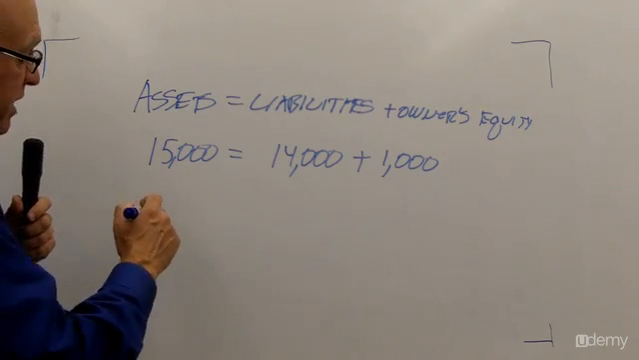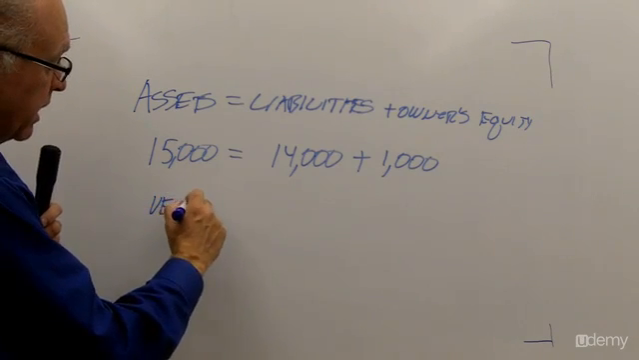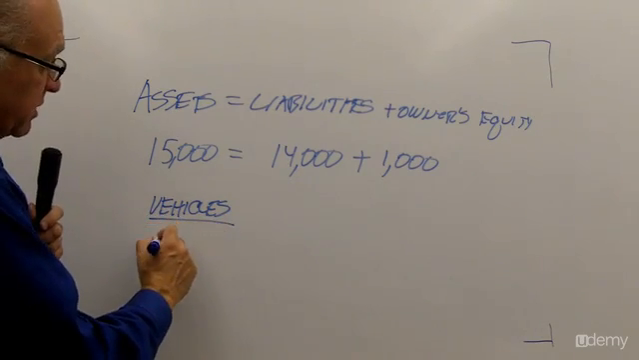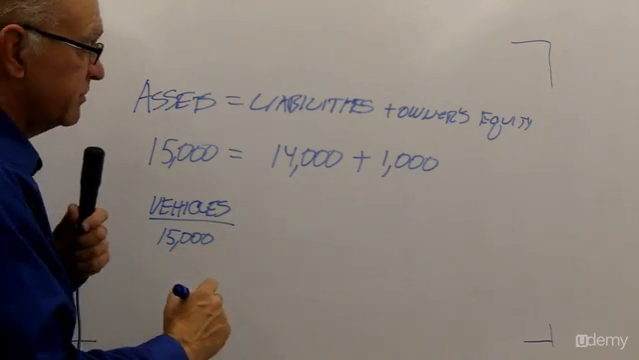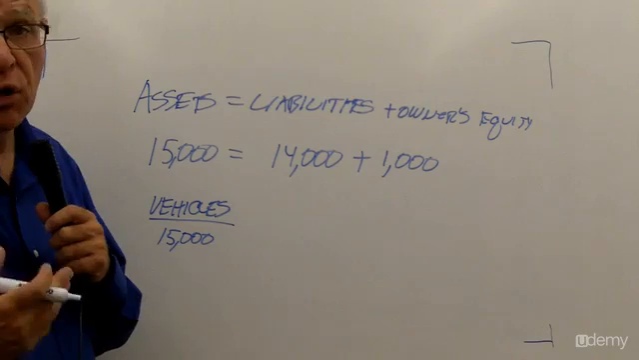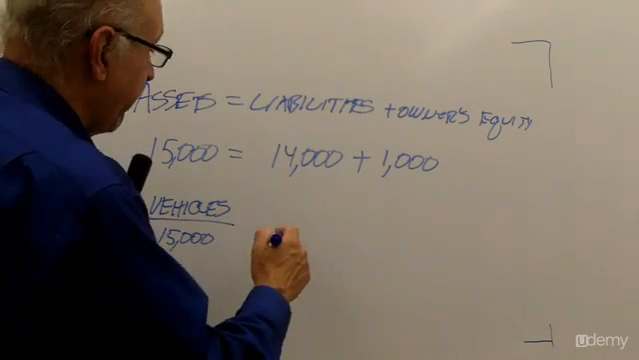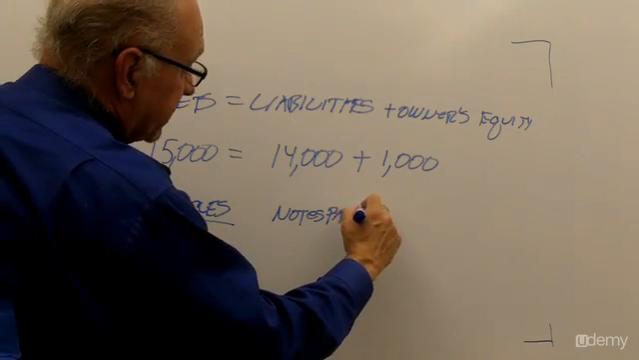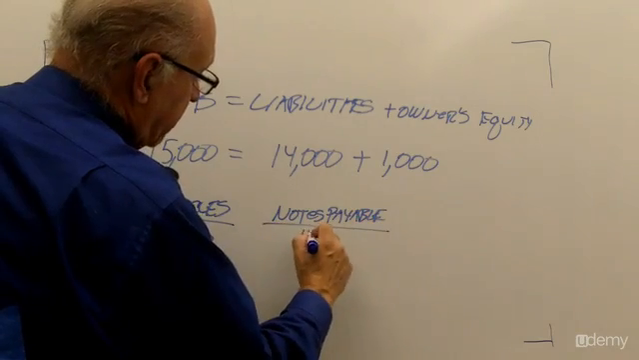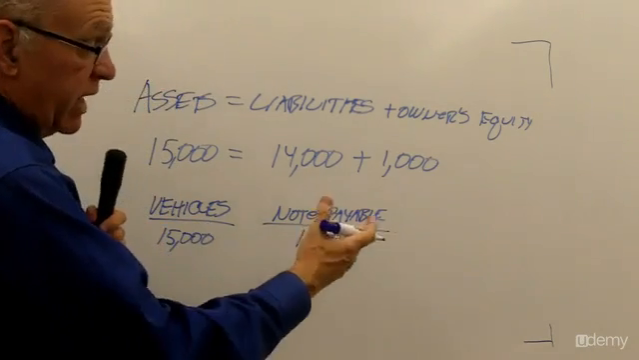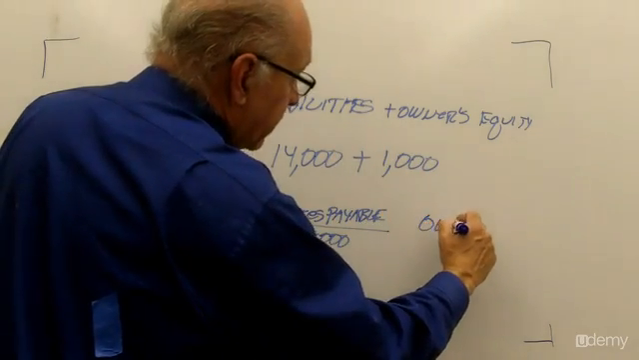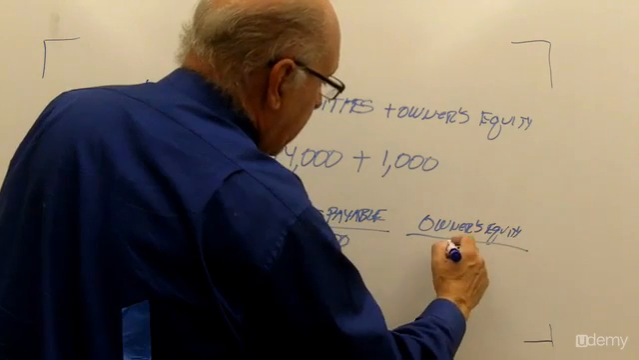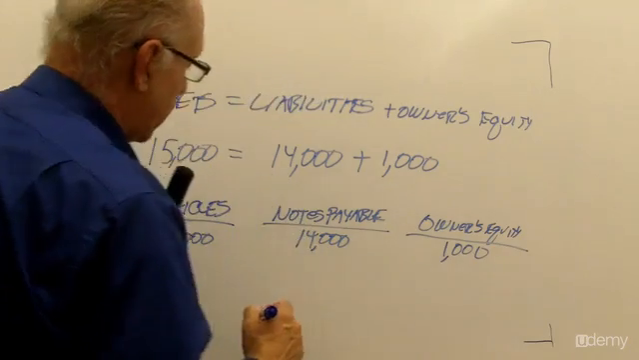So for instance, in this example, I might have an account called vehicles. And under that vehicles, I will show $15,000. The liability, the note that I signed to get the car, I would show that as notes payable. That is a note that I signed that I have to pay back, $14,000. And then I could actually have an owner's equity account for this purpose, and we'll show $1,000.